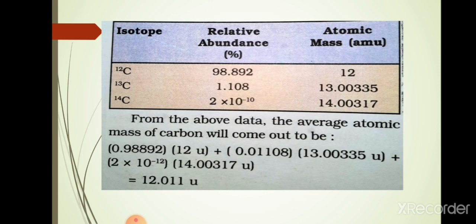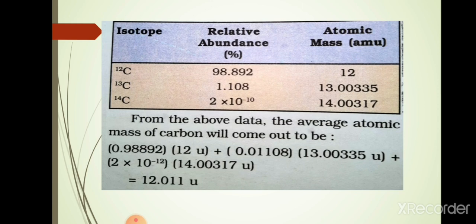Many naturally occurring elements exist as more than one isotope. For those elements having more than one isotope, the average atomic mass of that element is calculated. We know that carbon has 3 isotopes, that are carbon 12, carbon 13 and carbon 14. The relative abundance in percentage is 98.892, 1.108 and 2 into 10 raised to minus 10 respectively.